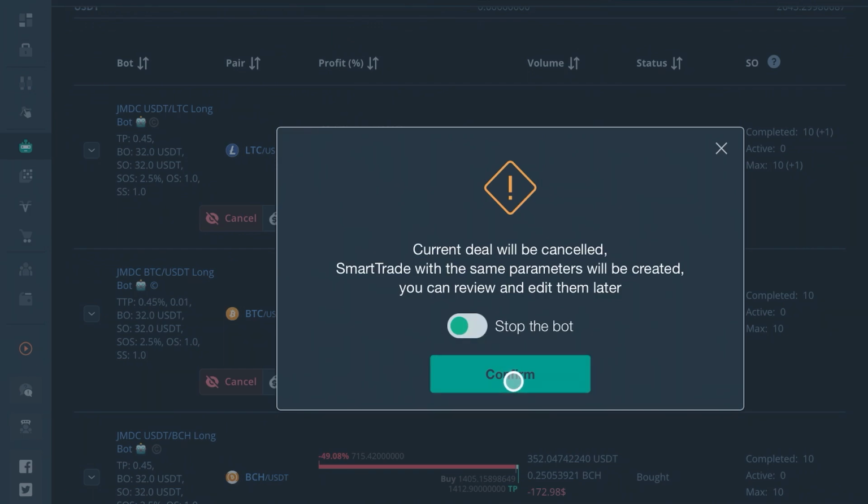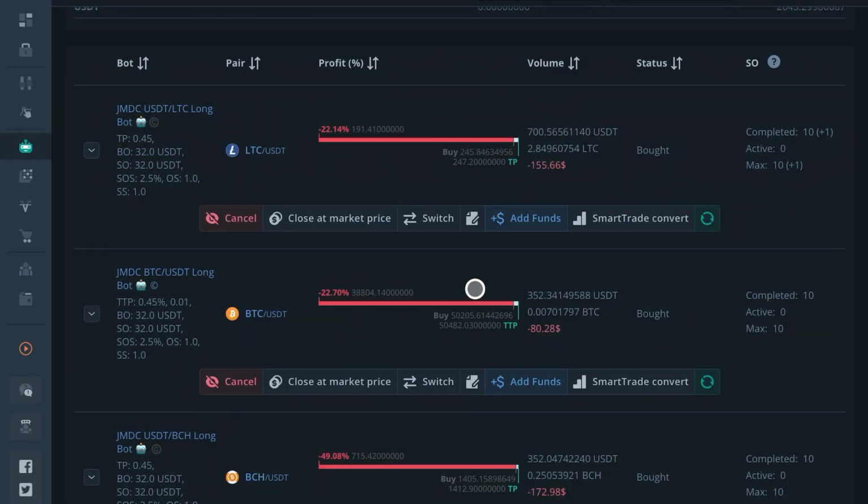So what this is going to do, it's going to turn this active deal here into a smart trade. So now the bot will look for a new deal start signal and begin to make money for you again. So it's completely freeing up the bot immediately. However, you're going to have to babysit this smart trade. So let's just go ahead and see what that looks like.